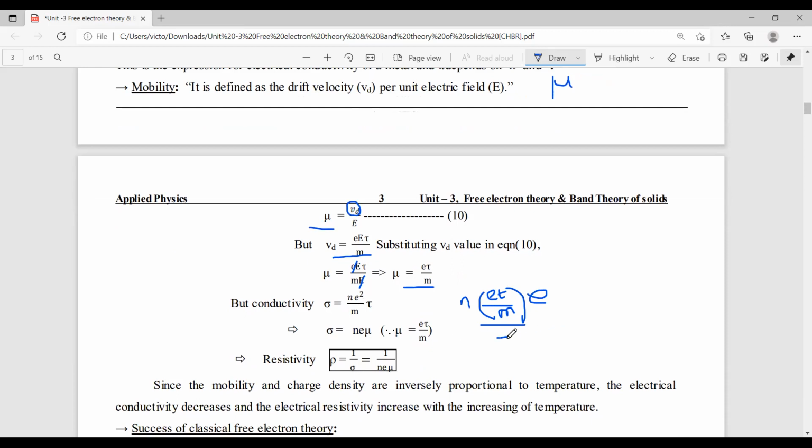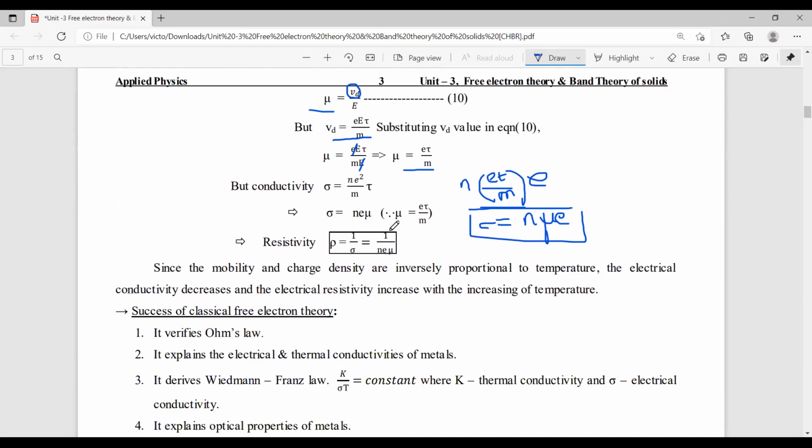Then the sigma expression changes to n mu e. These are expressions we also use in further chapters, in the semiconductors topic on conductivity of semiconductors. So these are formulas you have to remember. The expression for sigma in terms of mobility is n mu e. The reciprocal of conductivity is called resistivity, so the resistivity is expressed as 1 by n e mu.